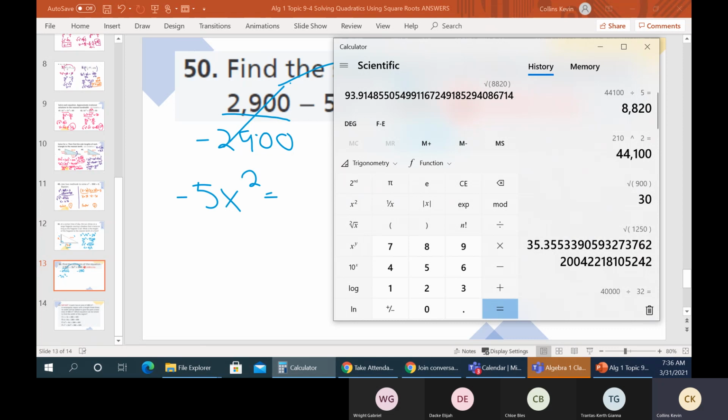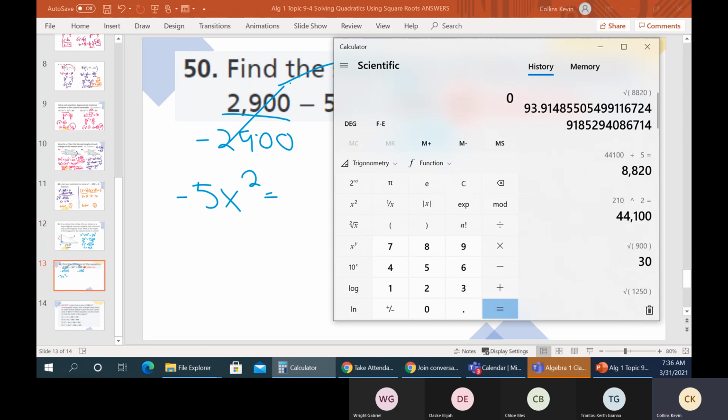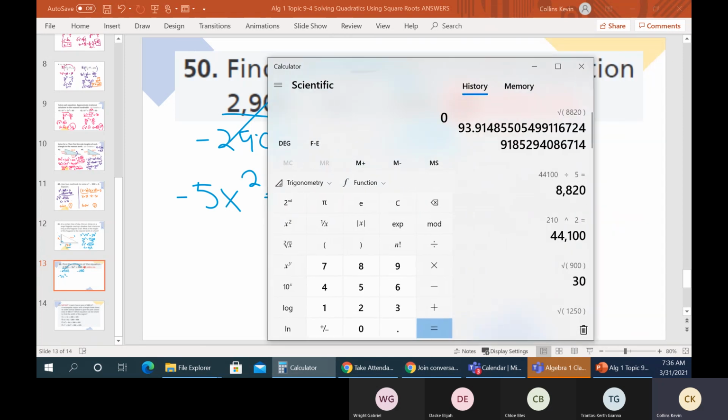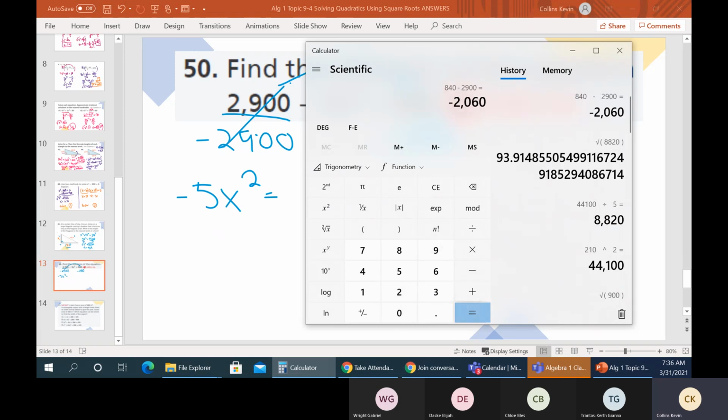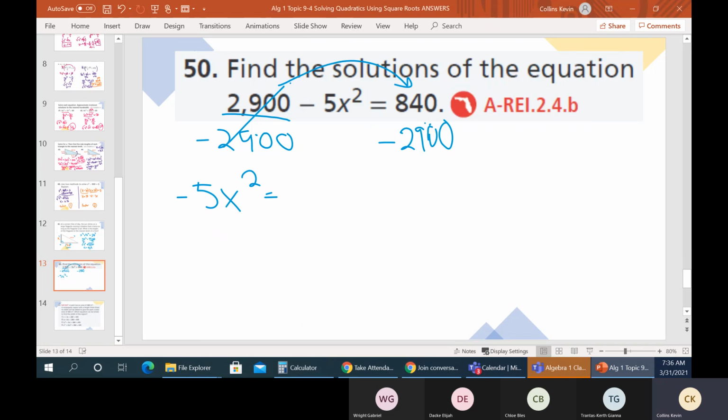Here, we'll say, current. So what was it again? Geez, I forgot already. 840. So 840 minus 2900 equals negative 2060. So minus 2060. Now, normally I'd be concerned about that negative sign there, but we have a negative sign over here, don't we? So that means we're just going to go ahead and divide by negative there. 2 negatives become positive. So now I have x squared equals a positive number, and I'm feeling much better.